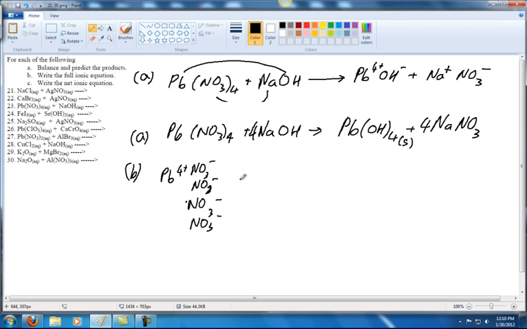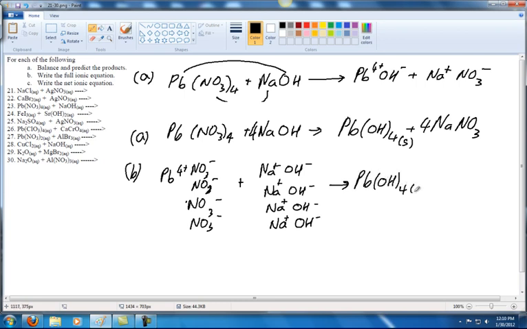4 NaOHs, that's going to look like this. NaOH, NaOH, NaOH, and NaOH. So we've got 4 of those. Charges, plus, plus, plus, plus, whoops, minus, minus, minus, minus. Now the Pb(OH)4 is a solid, so it doesn't split into ions. I'll leave that the way it is.